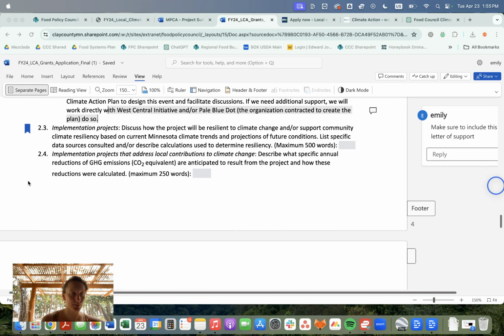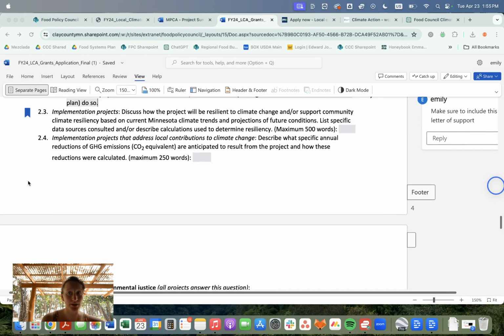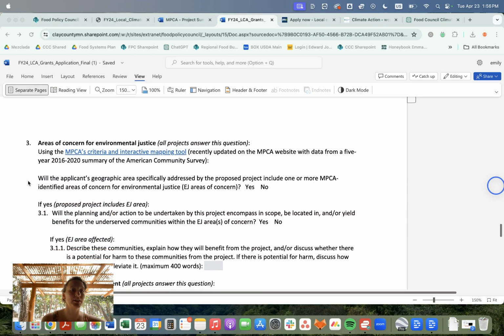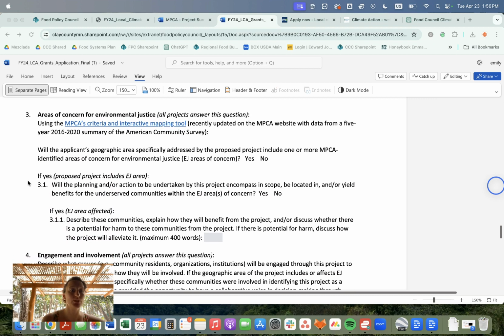That was what you're supposed to be responding to. I also recommend, if you have the ability to, try to print this off and highlight things that are important and matter, because you will miss some of the finer details if you don't. This next section will talk about areas of concern for environmental justice.